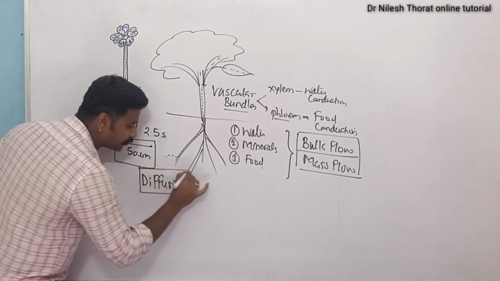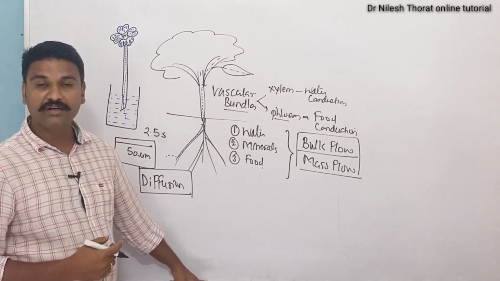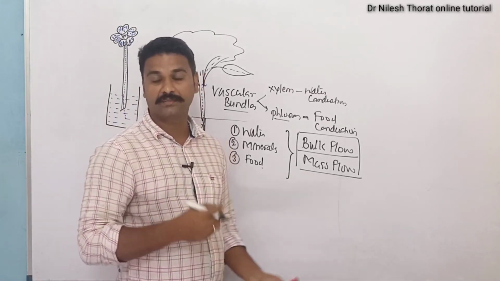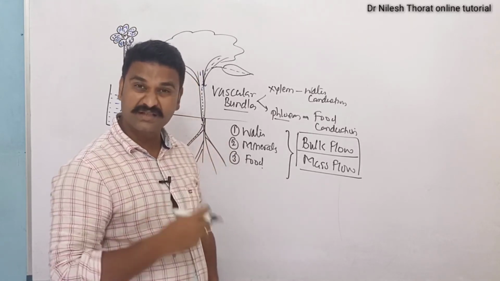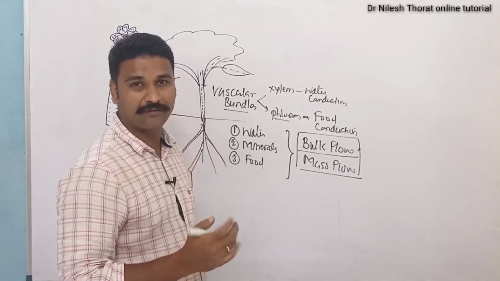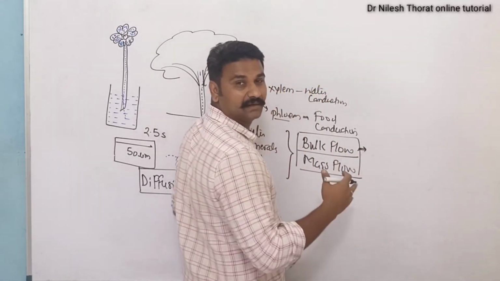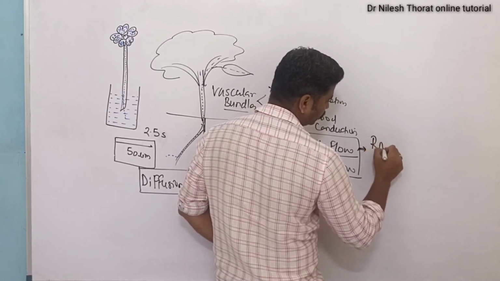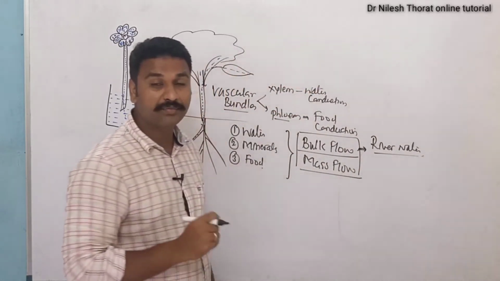Diffusion is a slower process, and in diffusion the substances move according to their concentration gradient. But in mass flow, the substances, whether in the form of solution or suspension, get swept along with the water, as in a river, where the river water sweeps along everything present in it, independent of the concentration of the substances.